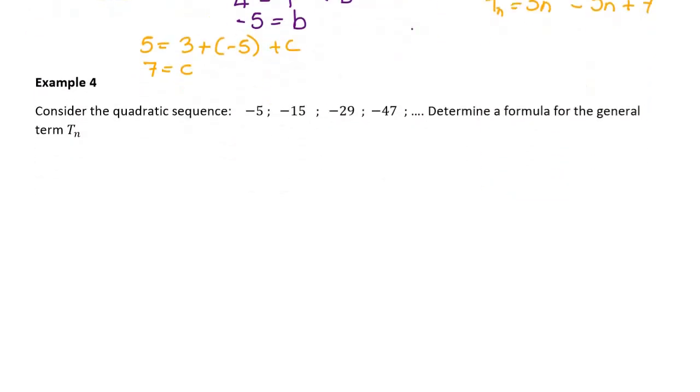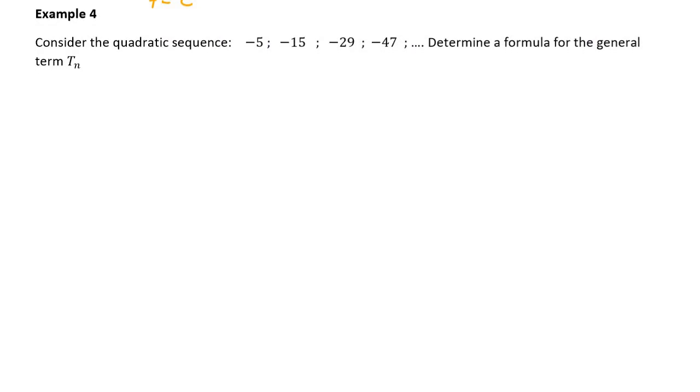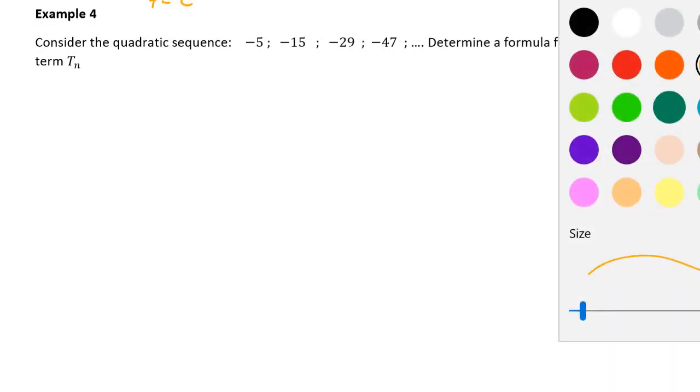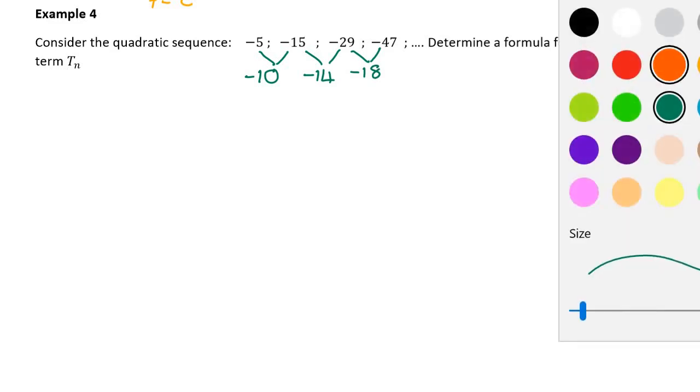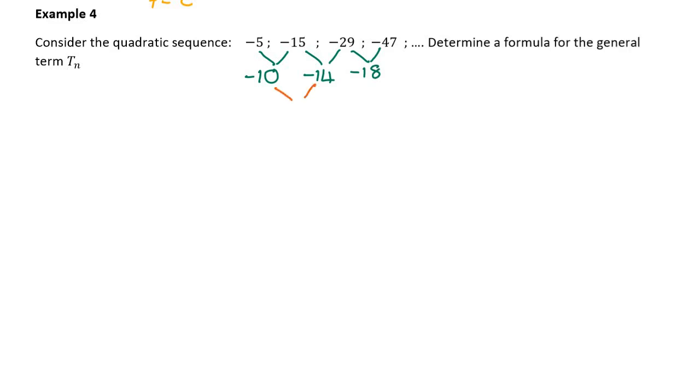So example 4. Let's use the cheat method. Consider the quadratic sequence -5, -15, -29, -47. Determine a formula for the general term Tn. Even if I didn't know it was quadratic, I would check my differences. So -5 to -15, this is actually I'm minusing 10, then I'm minusing 14, and then I'm minusing 18. So definitely not linear. Second differences, I'm minusing 4, and I'm minusing 4.